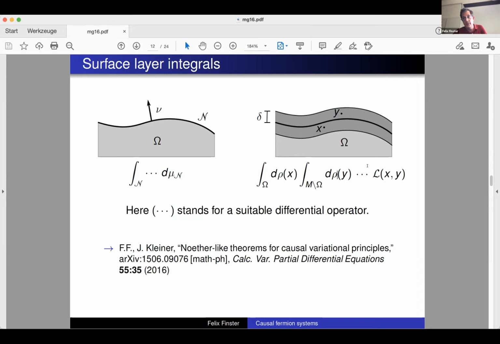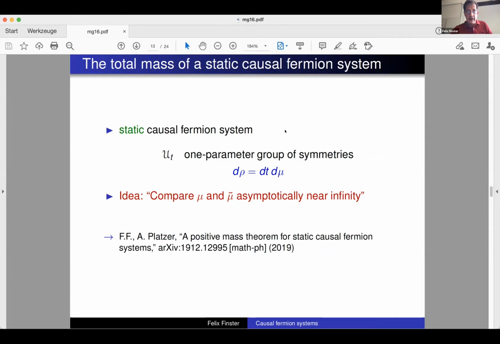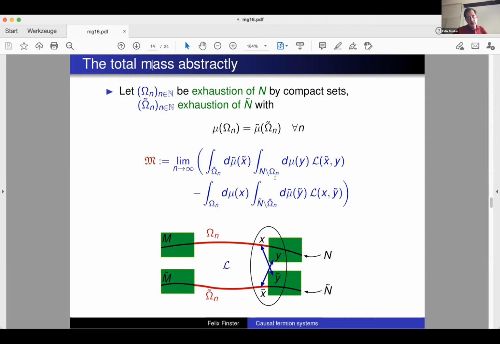and this fits together nicely with the structures of a causal fermion system. So this means now we want to find objects of classical GR using the surface layer integrals. And one notion which was introduced about two years ago together with Andreas Platzer, a former PhD student of mine, is the total mass of a static causal fermion system. Since we assume that everything is static, one has a one-parameter symmetry group describing time translations. And then one gets a spatial measure mu here. And the idea is to compare this measure of a curved space-time, say Schwarzschild, for example, to the measure describing Minkowski space. And this can be done with surface layer integrals.